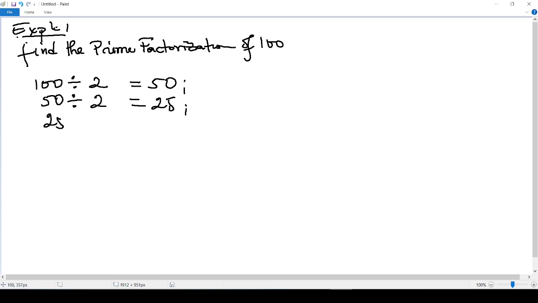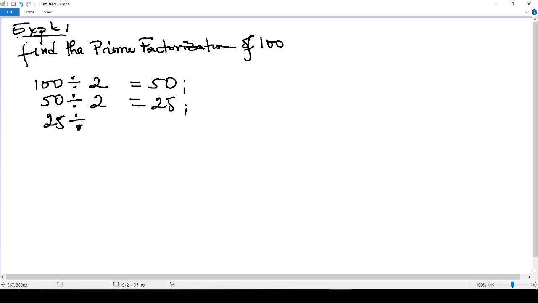What is the first prime number we can divide 25 by? Let's try 2. 25 divided by 2. Do we have any whole number as a result? No. So let's move to the next greatest prime number, which is 3. Let's divide 25 by 3. 25 divided by 3. Do we have a whole number as a result? No. Then we keep trying.